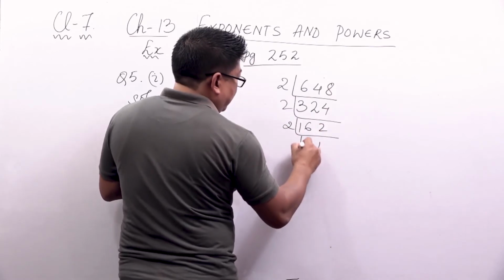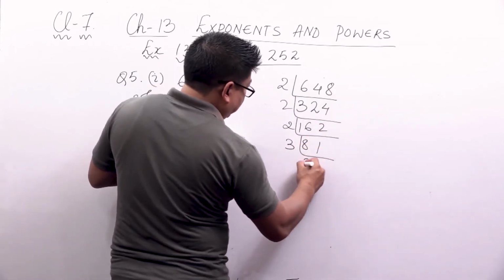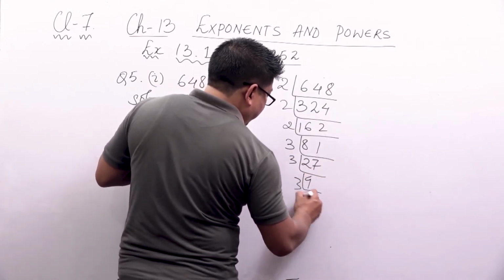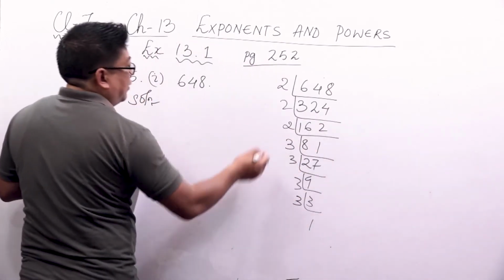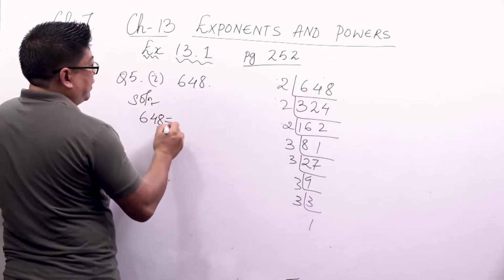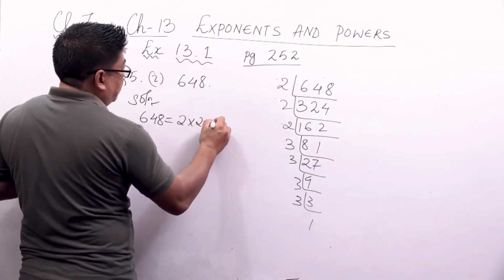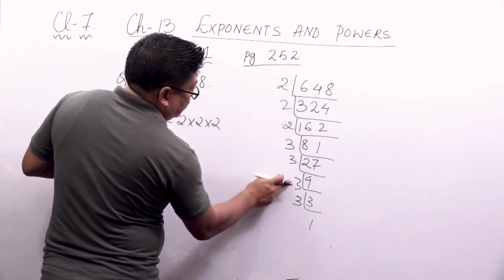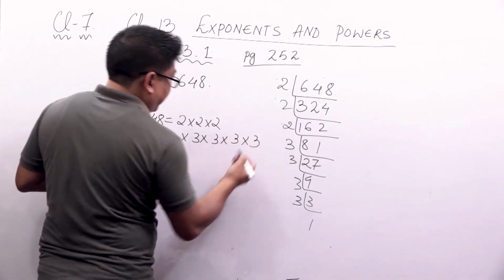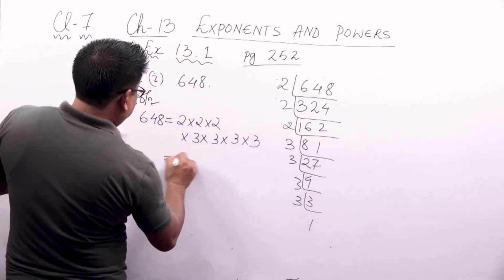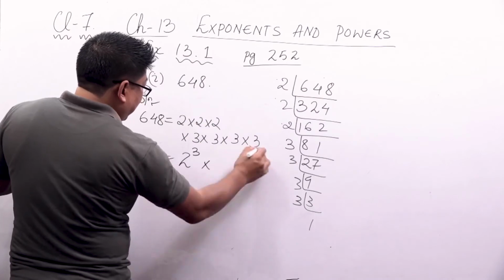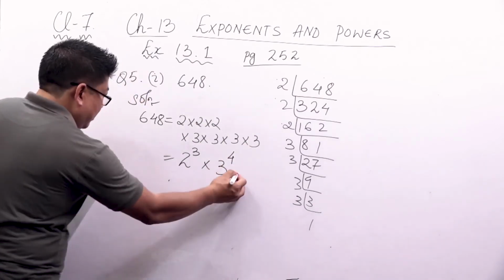2, 8, 2, 1. Now we'll go to 3. 3 into 2, 3 into 7, 3 into 9, 3 into 3 is 9, 3 into 1 is 3. So we have 1, 2, 3. When we factorize 648, we get 2 into 2 into 2, three 2s, and four 3s: 3 into 3 into 3 into 3. I can write this as 2 multiplied 3 times, so 2 to the power 3, and 3 multiplied 4 times, so 3 to the power 4.